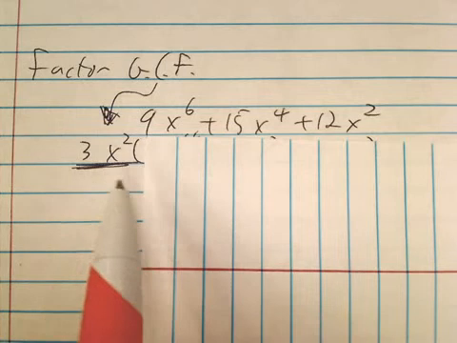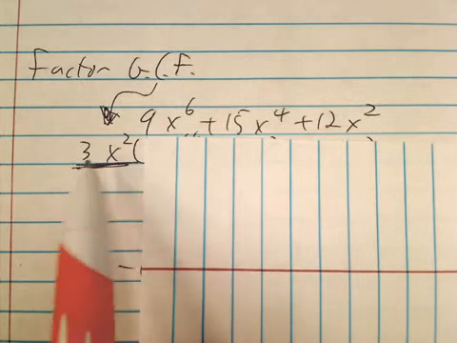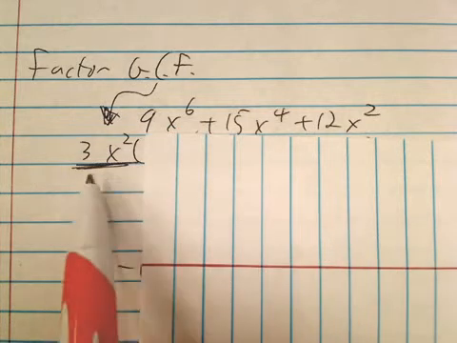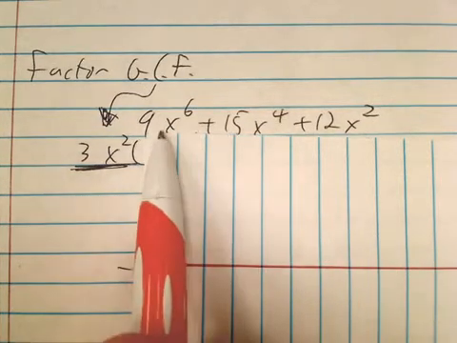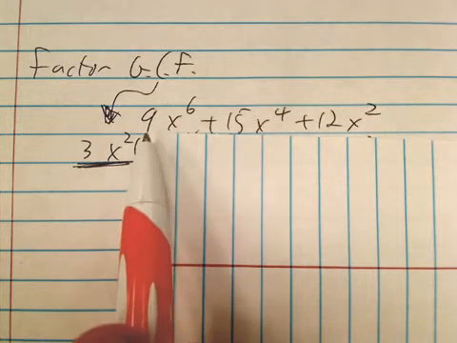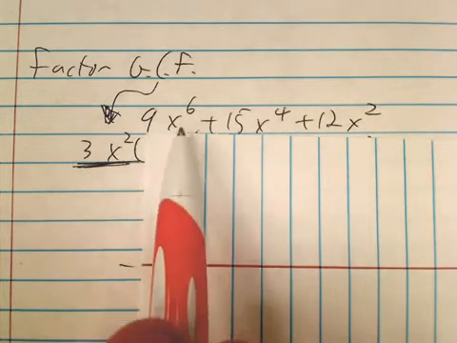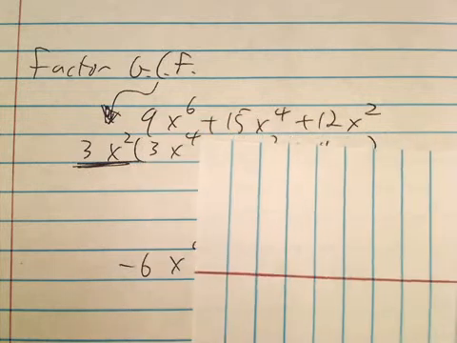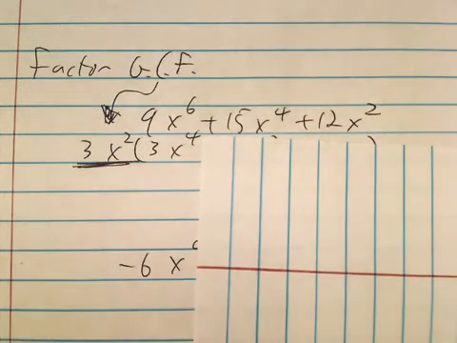So now I need to think about, well, what would I distribute this over to give me this answer up top? Well, 3x squared times what will give me 9x to the 6th? Well, 3 times 3 is 9, and 2 plus 4 is 6. So this should be 3x to the 4th there. And it is. Yay, I did it.